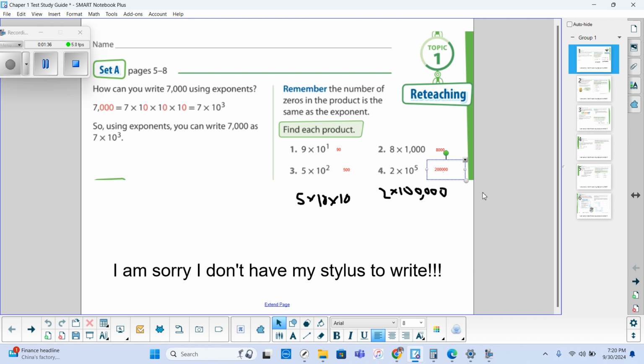For the sake of you being able to see it, I'll put the comma in, but when you type it in, you generally don't have to. So 200,000. So it's a 2 with 1, 2, 3, 4, 5 zeros behind it.